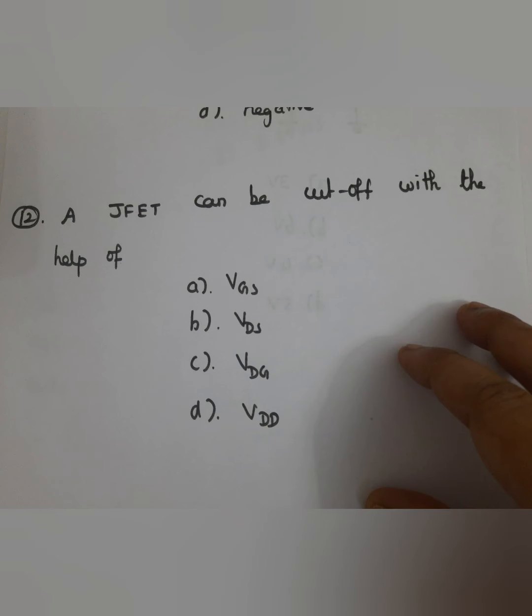And 12th question, a JFET can be cut off with the help of VGS, VDS, VDG or VDD. Find the correct one.